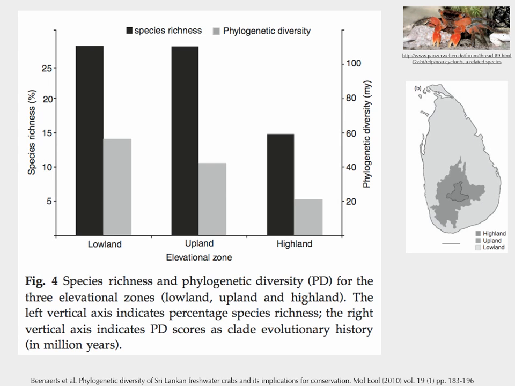So what do you see from this plot? Two zones can have similar species richness but differing phylogenetic diversity. Yep. What else? The highland has a lot fewer species as well as less diversity. Yep. Good. Now something should be making you uncomfortable about this plot, as scientists.